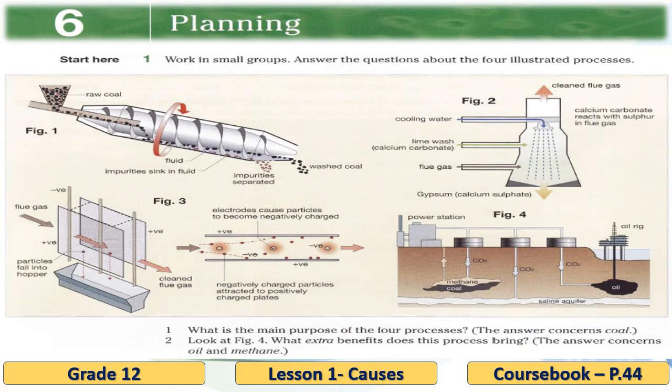Dear students, from page 44 in front of you in your course books, please study the 4 figures in front of you and then try to answer the following questions. Question number 1 says, what is the main purpose of the 4 processes? Question number 2, look at figure 4. What extra benefits does this process bring? Now, please, dear students, think of the questions, then check your answers.